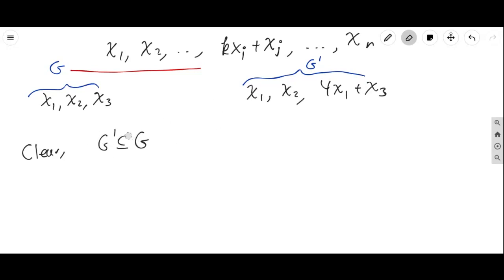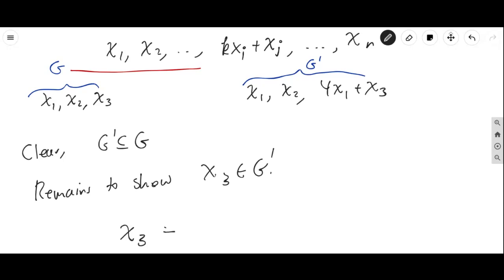Now you need to argue the other way around. Now to argue the other way around, it is clear that x1 and x2 are already in G prime. So it remains to show that x3 is in G prime. And it clearly is for the following reason, because x3 can be written as, you're going to take x1, the first generator in G prime, you're going to multiply it by -4, and you're going to add to it 4x1 plus x3.